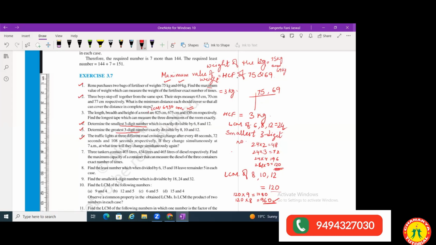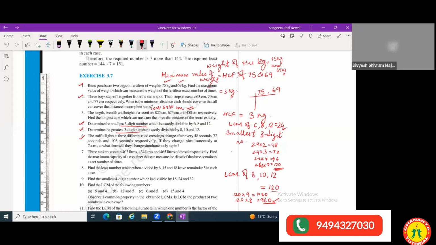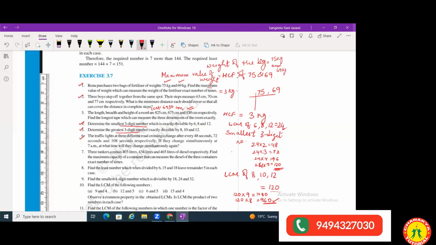The traffic lights at 3 different road crossings change after every 48 seconds. So that means at one crossing, it's changing after 48 seconds. At other crossing, it's changing after 72 seconds. And at the third crossing, it's changing after 108 seconds.